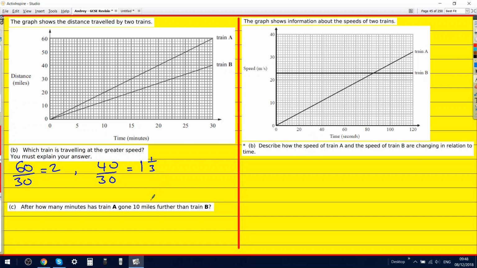Yeah. And then, so would you just say whichever one of those is bigger is quicker? Okay, so which one? So train A. So yeah, A, because gradient equals, what is distance divided by time? Speed. Yeah.